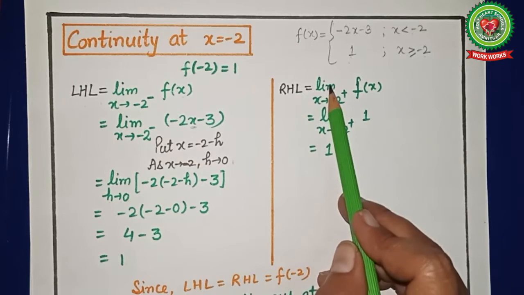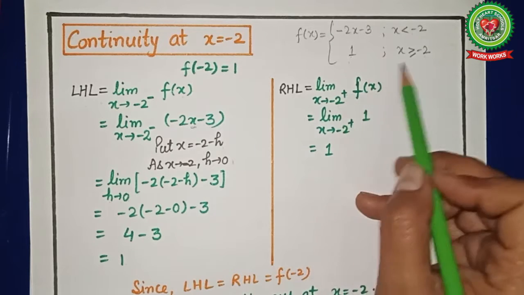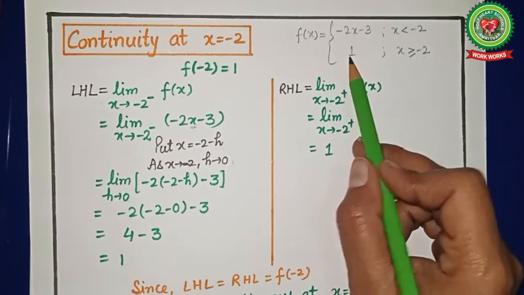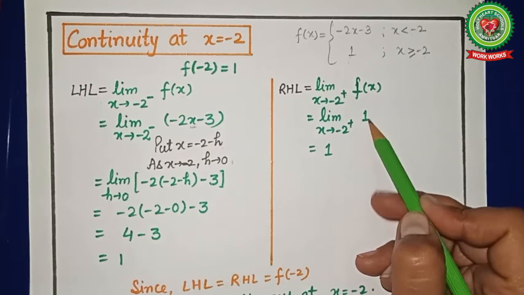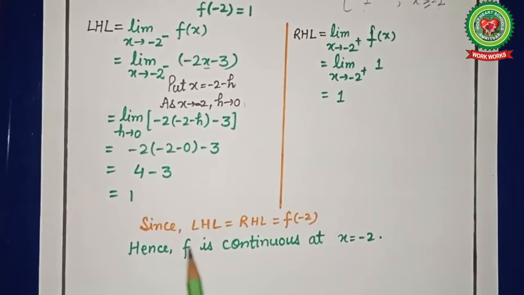Now right hand limit. Limit x approaches minus 2 positive of f(x). Now the value of x is greater than minus 2, the answer is 1. So put here the value 1. So finally the answer is 1. Again left hand limit is equal to right hand limit equal to f of minus 2. So f is continuous at x equal to minus 2. In this way you can find the continuity of the modulus function at the given point. Now let's start with the next objective.